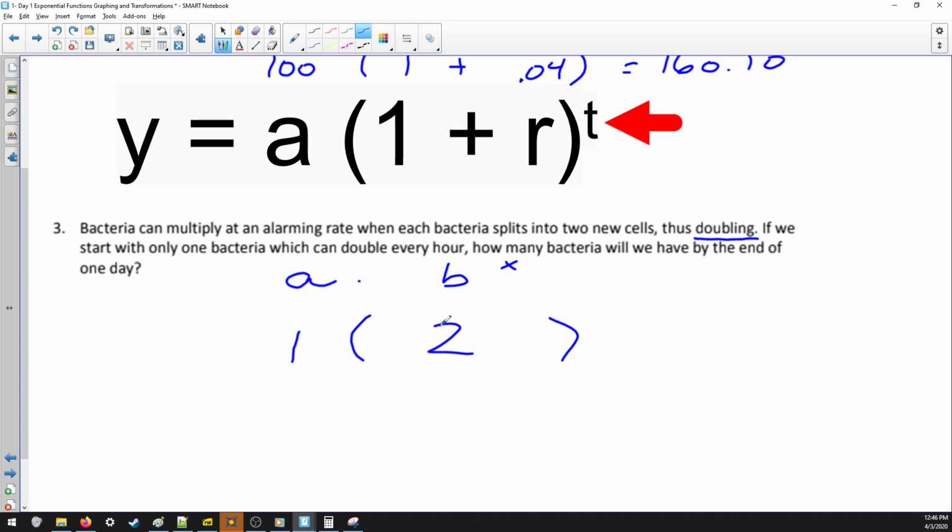We're multiplying by 2 over and over and over again. How many times are we doing it? It says we're doubling hourly, okay? So this exponent is going to represent the number of hours, and it's talking about by the end of the day, which is 24 hours, okay?